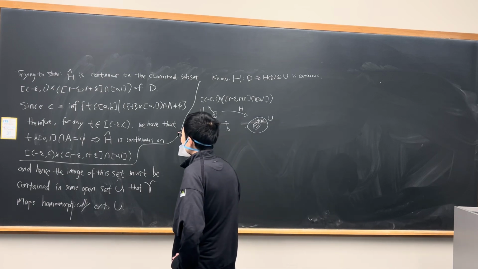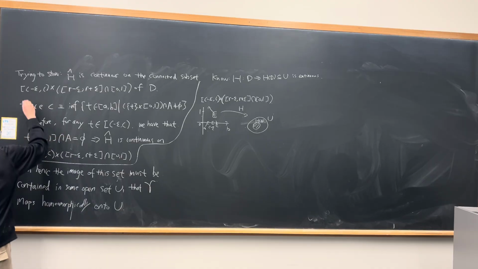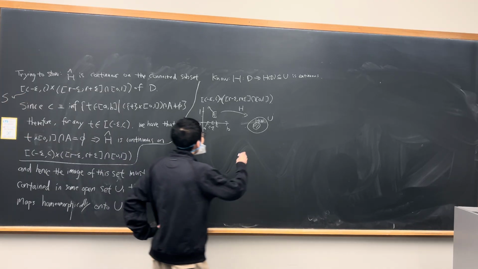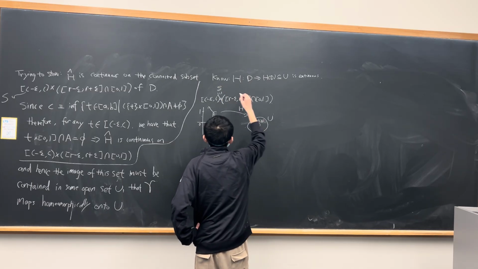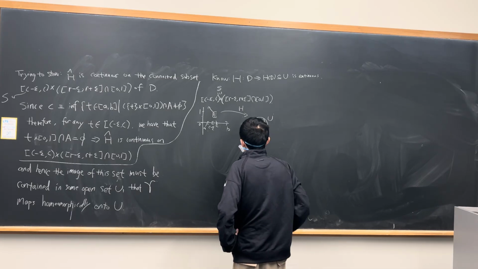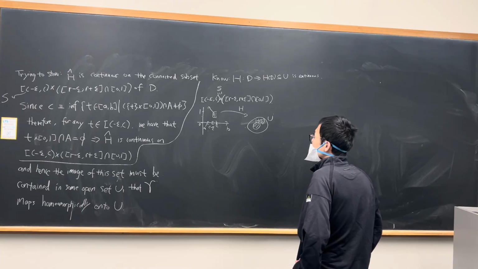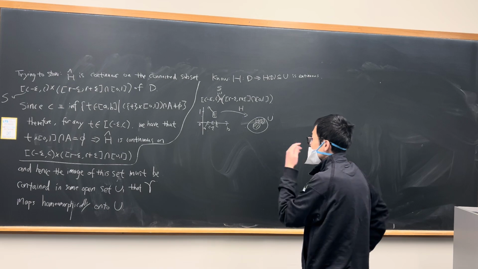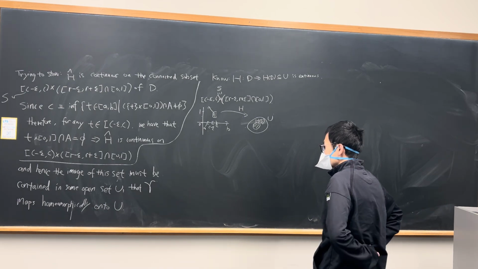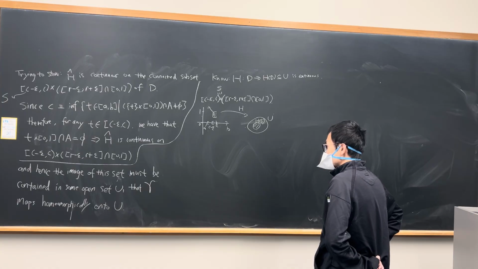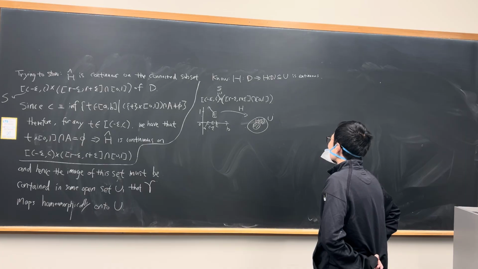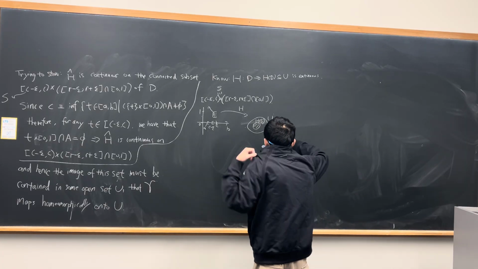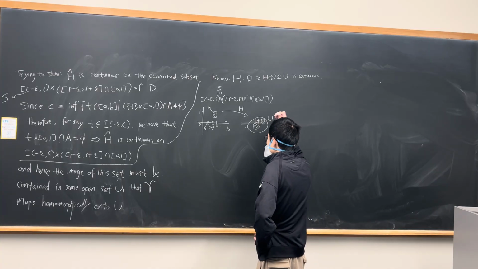Okay, let's call this S. This is H of X. And then, okay, we want to show that this H hat is continuous. We know that this H hat is continuous, so we want to show that the image of this set must be contained in some open set U1. Okay, so because we know that this U is evenly covered, right?